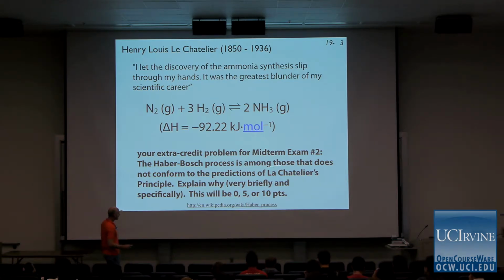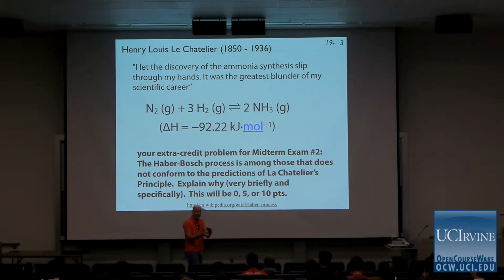The Haber-Bosch process is among those that does not conform to the predictions of Le Chatelier's principle. Explain why, very briefly and specifically. I'm going to want a chemically specific reason why Le Chatelier's principle is not obeyed by the Haber-Bosch process. It has something to do with the iron catalyst.